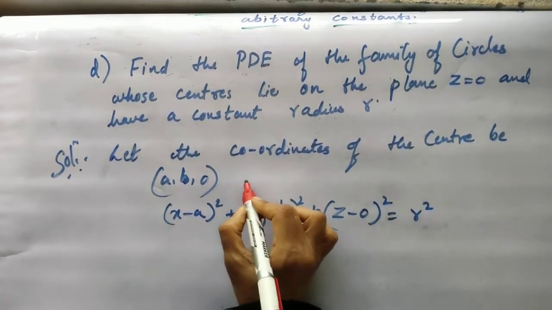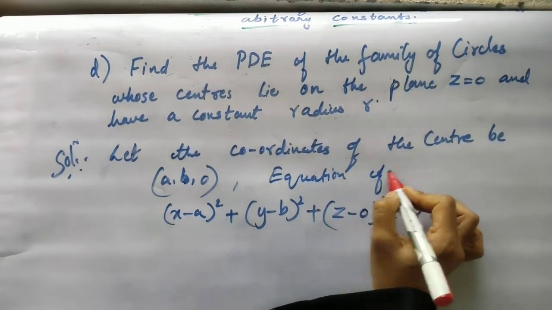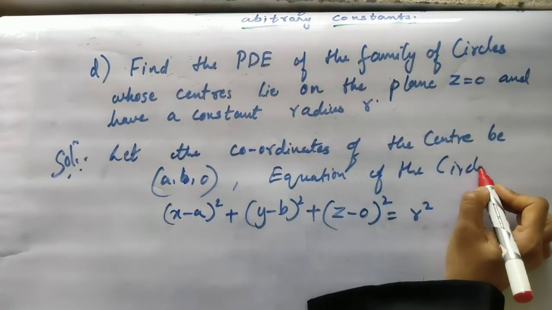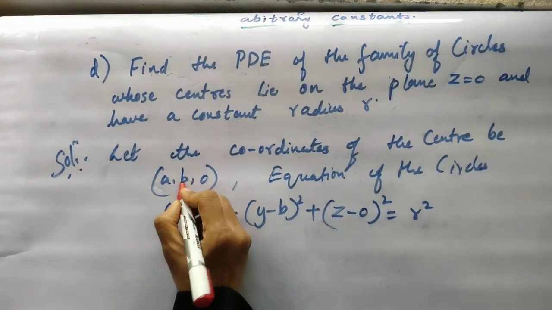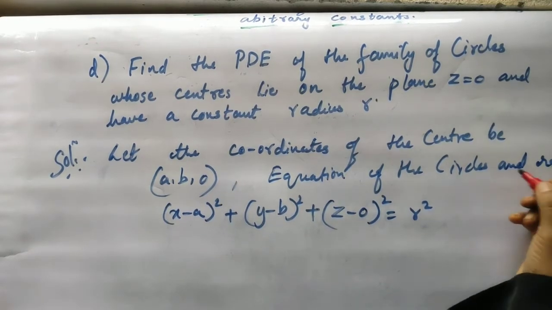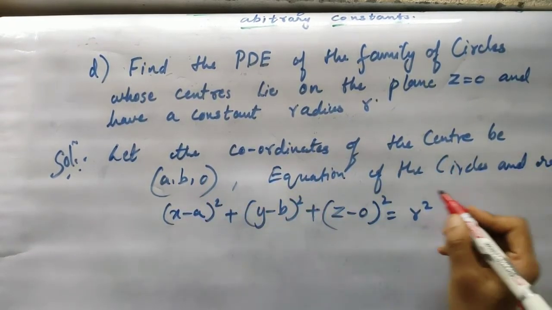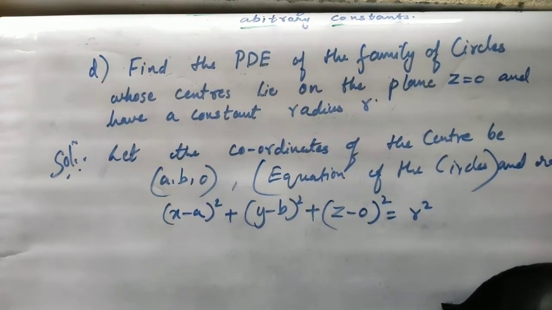So how will you write the equation of a circle? Equation of the circles with center at this point and radius r. Let the coordinates of the center be, okay, and the radius be r.